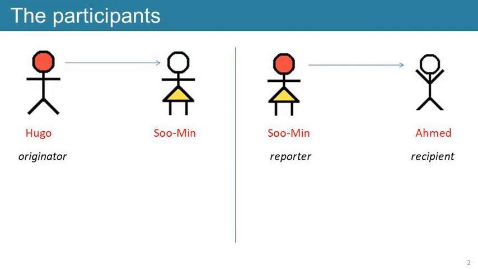Let's first reintroduce the participants from the first lesson. This will make it easier to see the changes between direct speech and reported speech. So, here are Hugo, who is the originator of the information, Sumin, who is the reporter of the information, and Ahmed, the recipient of the reported information. The red face indicates the speaker in the two conversations.